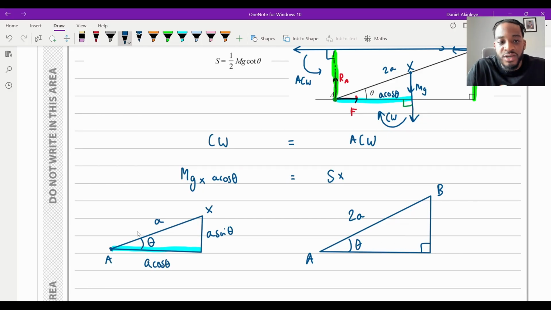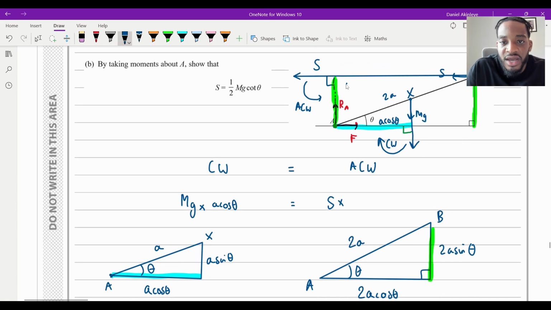Now again, if this was A cos theta, this is going to be 2A cos theta, meaning that this one is going to be 2A sine theta. So the distance that we want, which is in green here, these two are the same, is 2A sine theta. So I can label this distance here, and I'm going to say that this is 2A sine theta. So that means that the anti-clockwise moment is going to be the force S multiplied by that distance in green, because that's the perpendicular distance to A, which is going to be 2A sine theta.